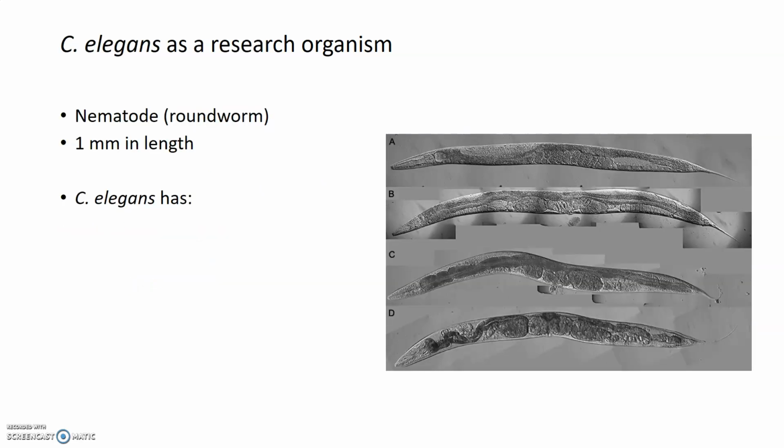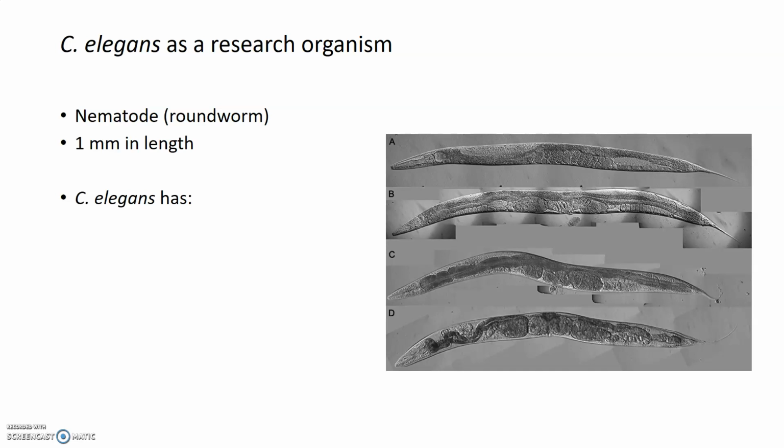And so I just wanted to take a minute and talk a little bit more about using C. elegans as a research organism, particularly to study aging. We've talked a little bit in lecture about the advantages of using model organisms, and C. elegans is one of the best for aging studies. C. elegans is a nematode or a roundworm, and it is free living, so it can be found in nature, usually living in some rotting fruit or decomposing matter.